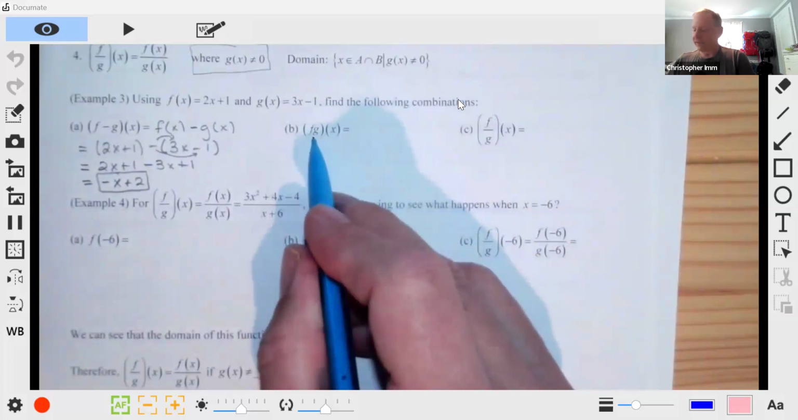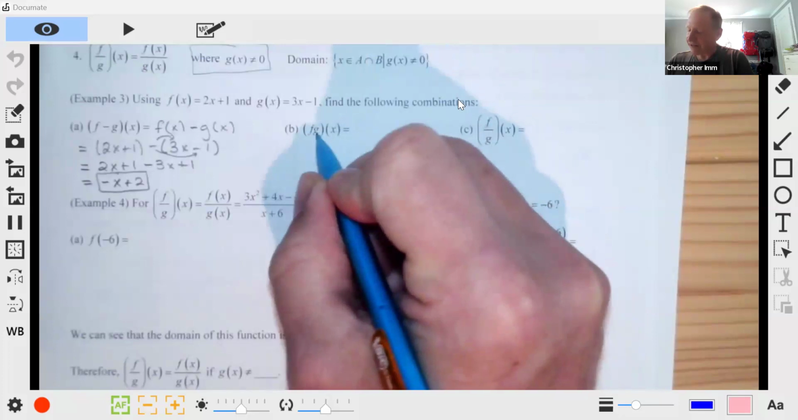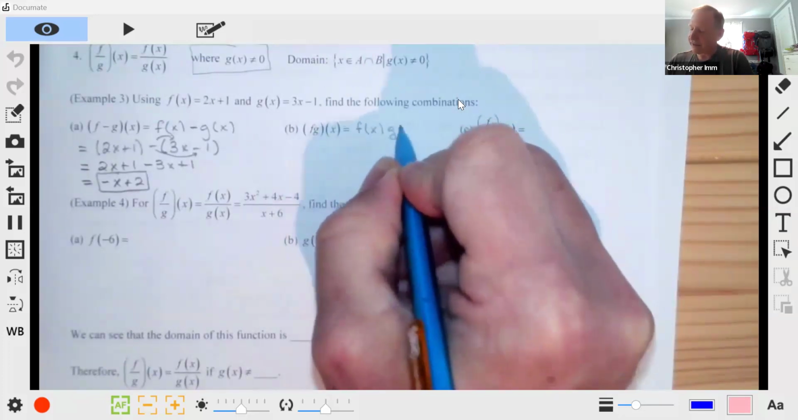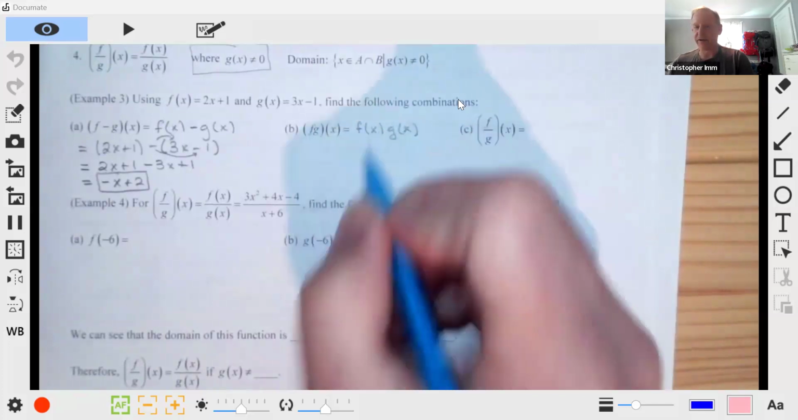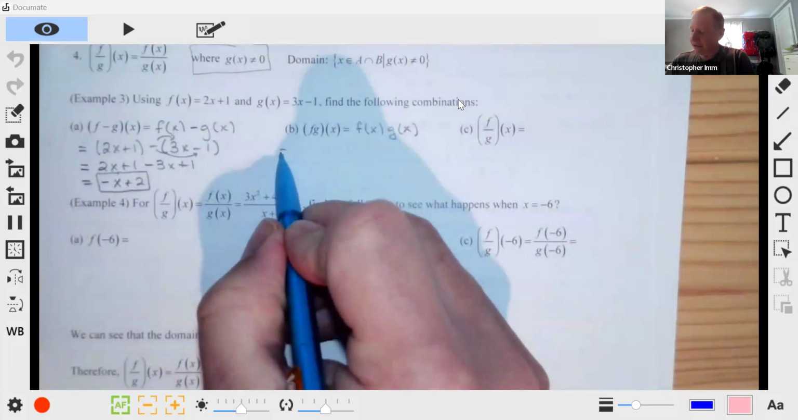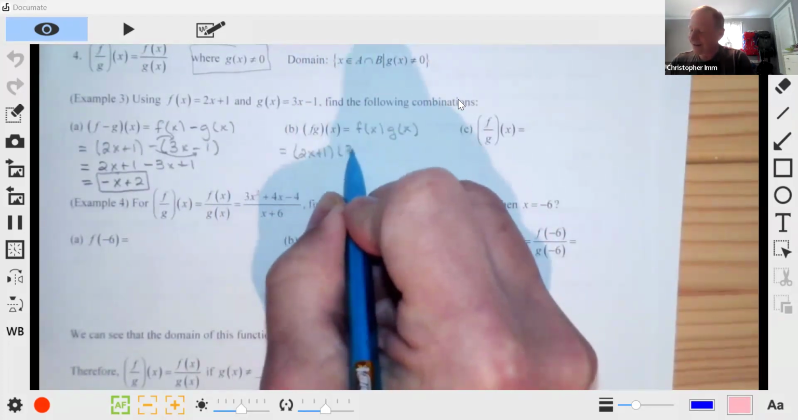This is asking for the product. So I have f times g of x. I'm going to write that as f of x times g of x. And I can use a dot here or just juxtapose those together. That's going to be 2x plus 1 times 3x minus 1.